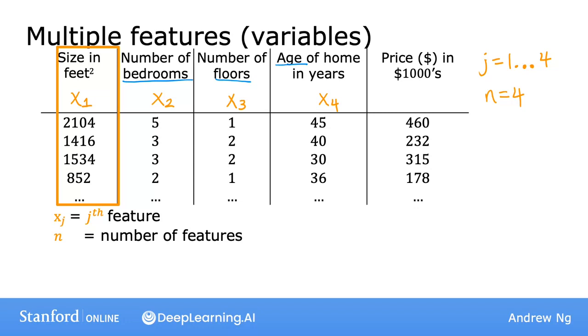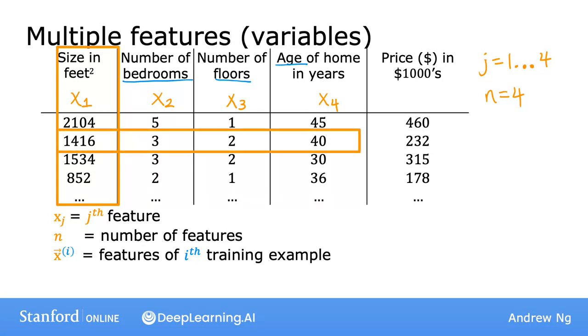As before, we'll use x superscript i to denote the ith training example. So here, x superscript i is actually going to be a list of 4 numbers, or sometimes we'll call this a vector that includes all the features of the ith training example. So as a concrete example, x superscript in parentheses 2 will be a vector of the features for the second training example. So it will equal 1416, 3, 2, and 40. And technically, I'm writing these numbers in a row. So sometimes this is called a row vector rather than a column vector. But if you don't know what the difference is, don't worry about it. It's not that important for this purpose.